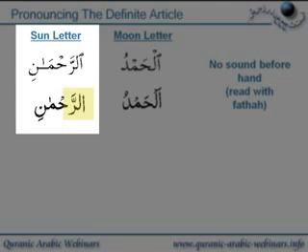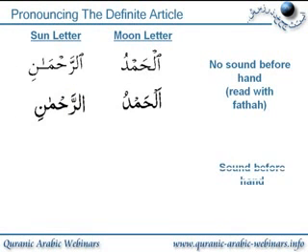Okay, but if you were to see that on its own, all we need to know is, there's no sound before it, read the al as if it's got a fatha on the Hamzatul Wasl, and join it to the letter with shadda. Now we'll do the same thing, but this time we'll take an example where there is a sound before the letters, or before the words.